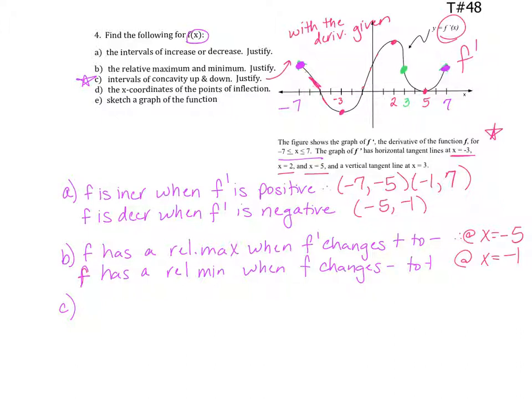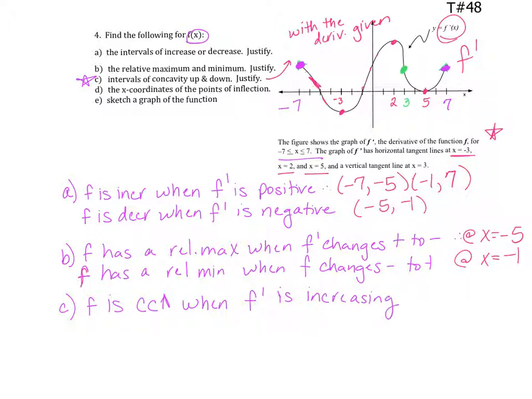But in part C, when it says the intervals of concavity, you're going to say f is concave up when... you can't say when f double prime is positive because you're not given the graph of f double prime. So you're given the graph of f prime. So you have to think about, okay, what would have to be true about f prime for f double prime to be positive? Well, f is concave up when f prime is increasing.